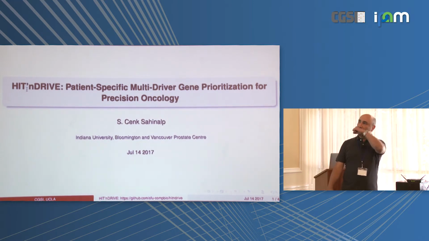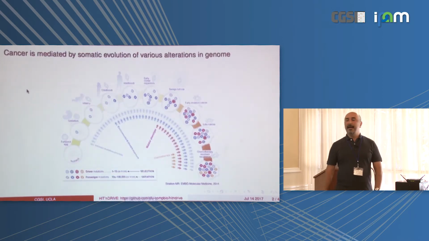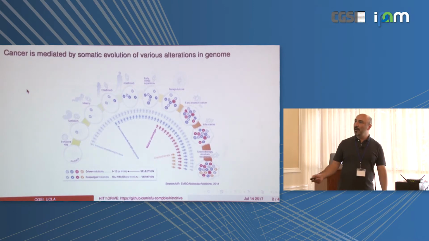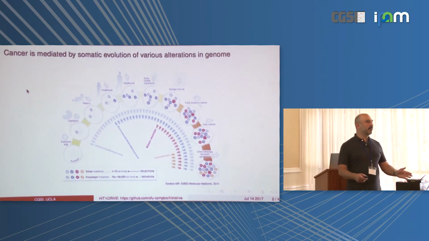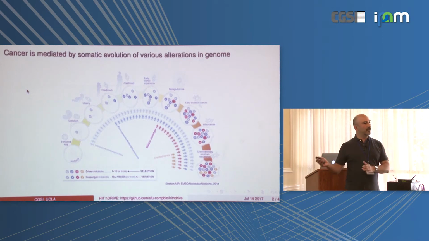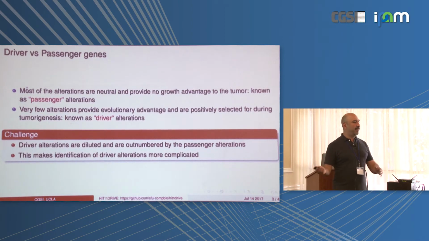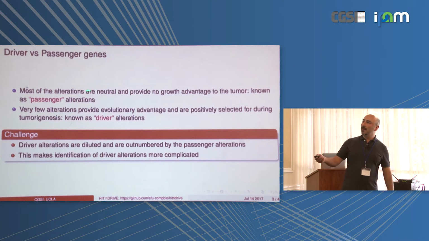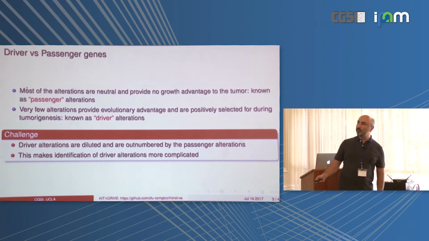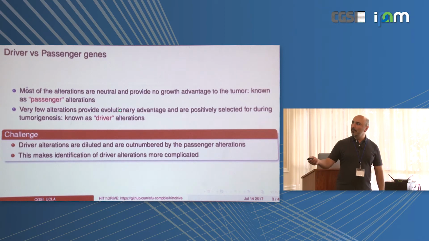So this is on patient-specific driver gene prioritization in cancer. As many of you know, cancer is slightly different from all the germline diseases covered throughout the week. We are now talking about somatic mutations collected over a lifetime. But these somatic mutations are mostly passenger alterations. They are neutral and provide no growth advantage to the tumor. And very few of them provide an evolutionary advantage and are positively selected.